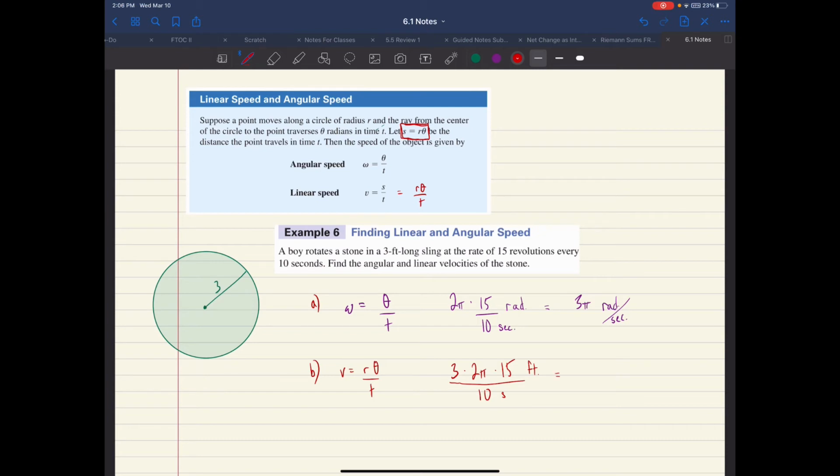Because we're not talking about the angle itself. And then we just simplify this. This would be 9 pi feet per second.